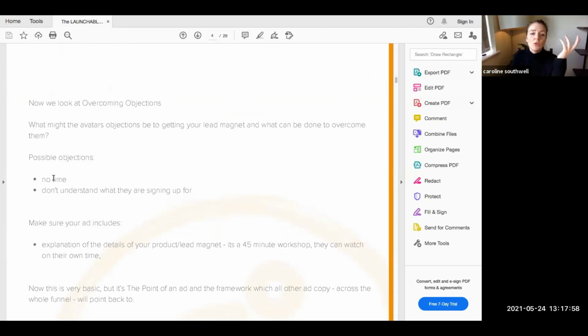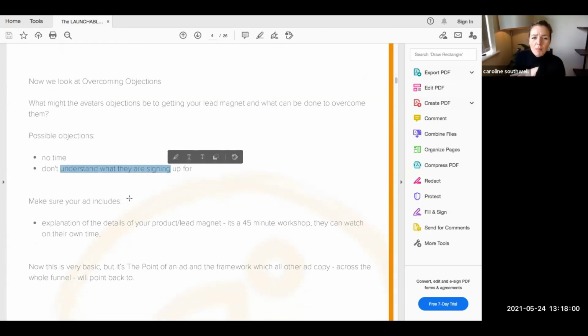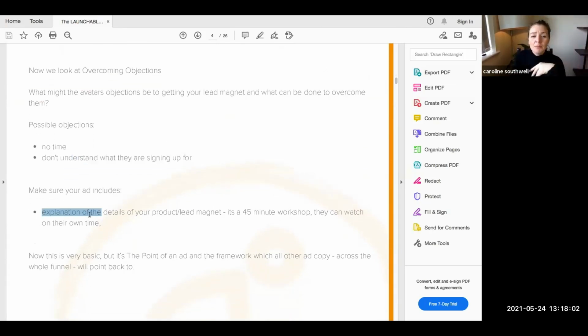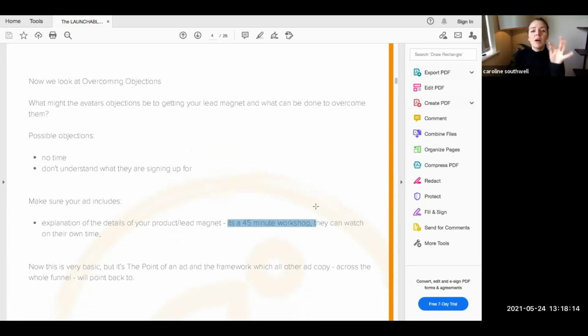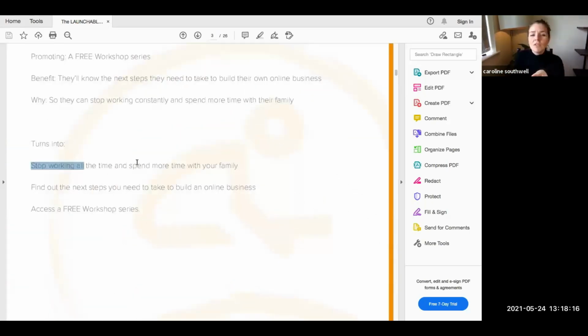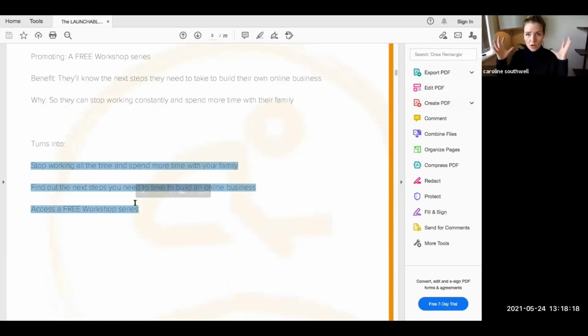workshops? So not enough time, don't understand what they're signing up for, and then your ad might explain details of the product and lead magnet, i.e. it's a 45-minute workshop, so if they haven't got much time. So you can start to overcome these objections, because that's a really important part of the message as well. This part just assumes that once you tell them what you've got, that's all hunky-dory, as if they haven't got any more objections that might come up, but that's not true.